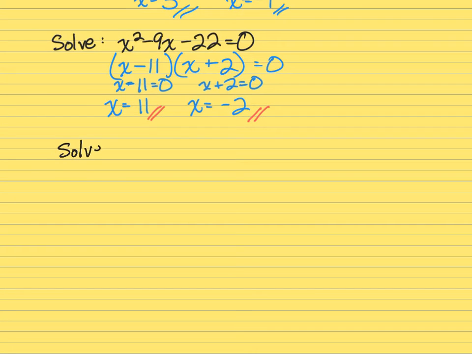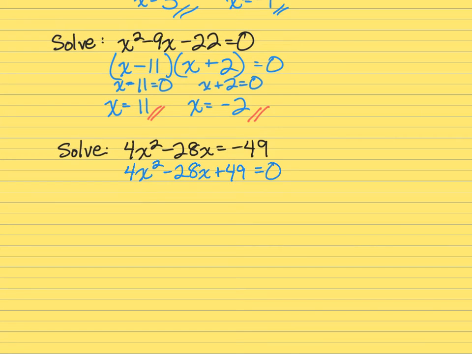Solve 4x squared minus 28x equals negative 49. All right, so this one we don't have a 0 over here, but that's no big deal. We just need to move that 49 across. So it'll be 4x squared minus 28x plus 49 equals 0, right? And there's our 0. And now we want to factor this.